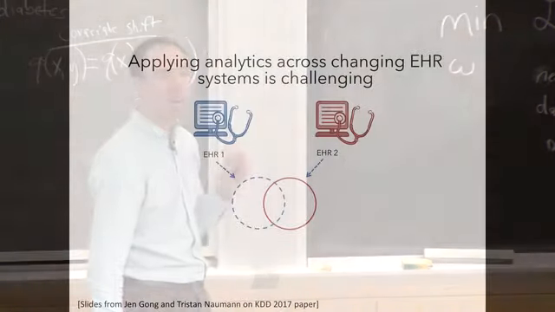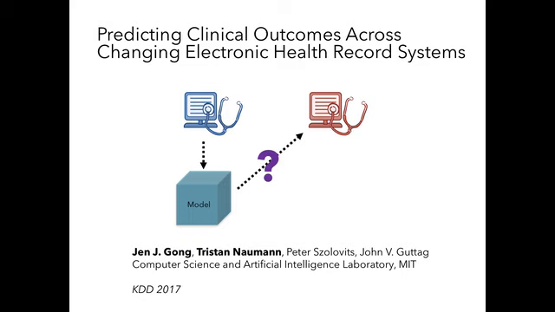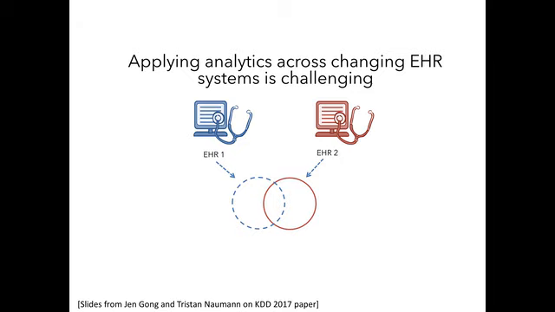So let's talk about electronic health record 1, electronic health record 2. By the way, the slides that I'll be presenting here are from a paper published in KDD by Jen, Tristan, your instructor Pete, and John Guttag. So you have two electronic health records, electronic health record 1, electronic health record 2.